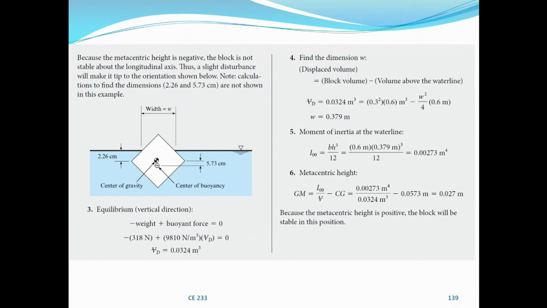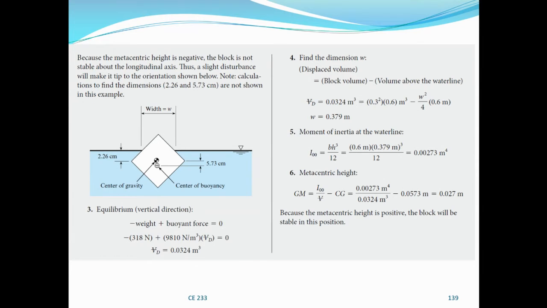Because the metacentric height is negative, the block is not stable about the longitudinal axis. Thus, a slight disturbance will make it tip to the orientation shown below. If it is unstable, it doesn't mean it is not in equilibrium. It is in equilibrium, but the slightest disturbance will now unsettle it.